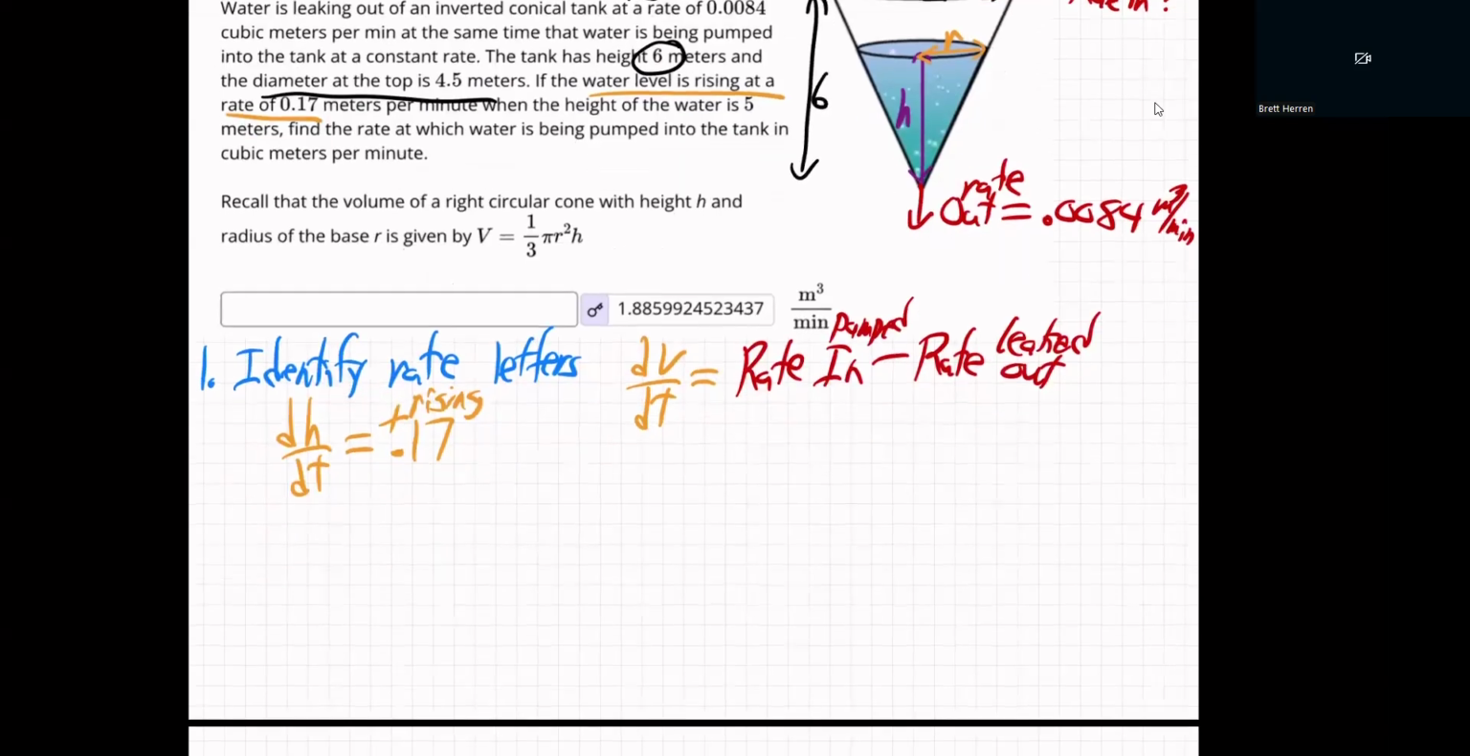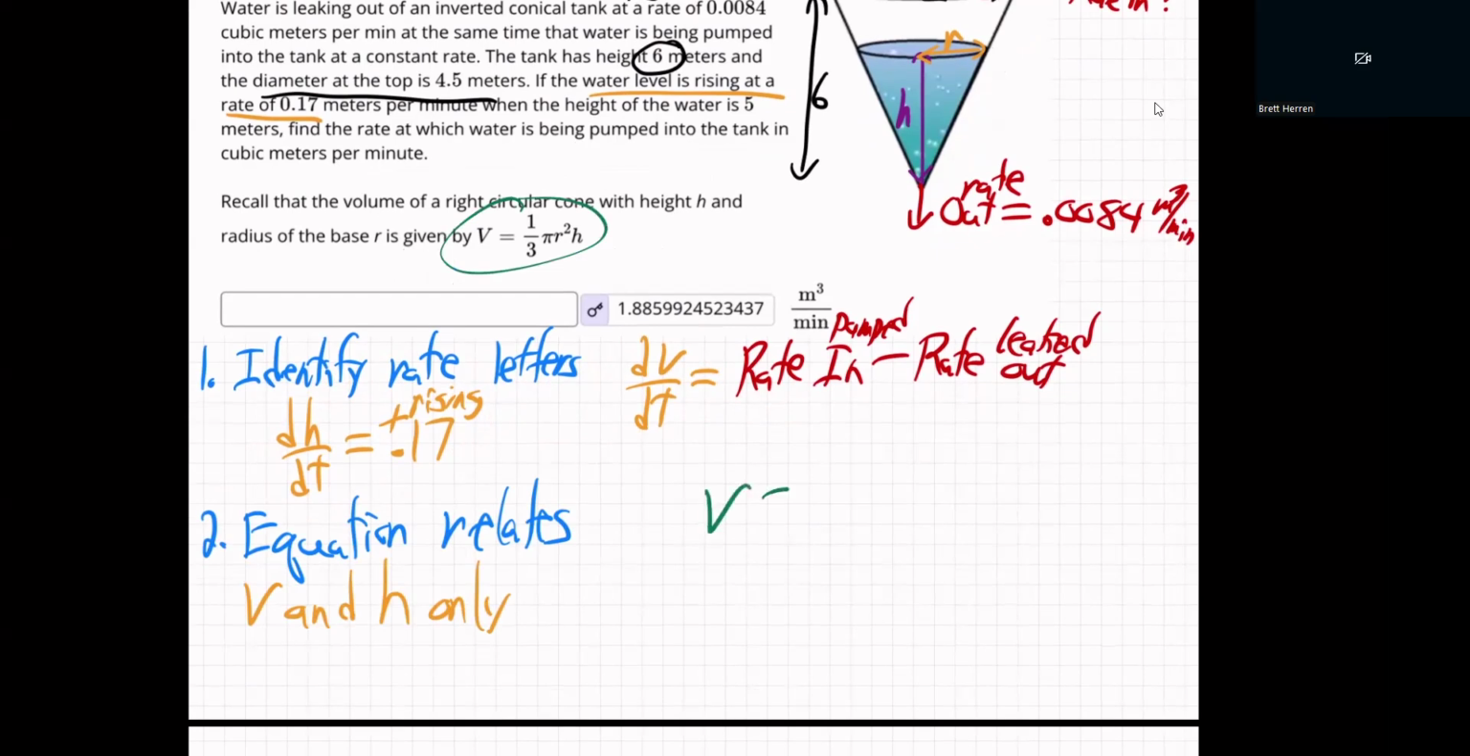Okay, step 2: write an equation that relates V and H only. You've got to relate those letters only. We'll start with this: the volume of the cone is 1/3 pi r squared h. Now this has our V and our h, but it also has r. We've got to get rid of r, because we want V and h only. So how do we do that?